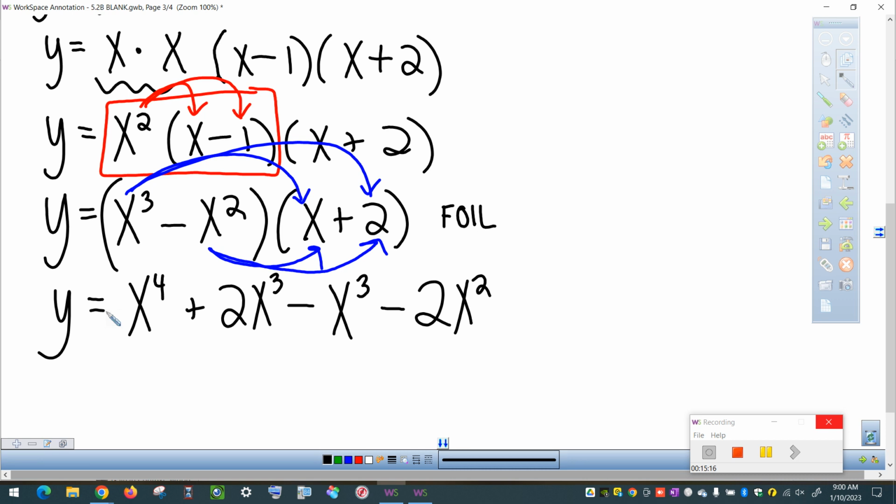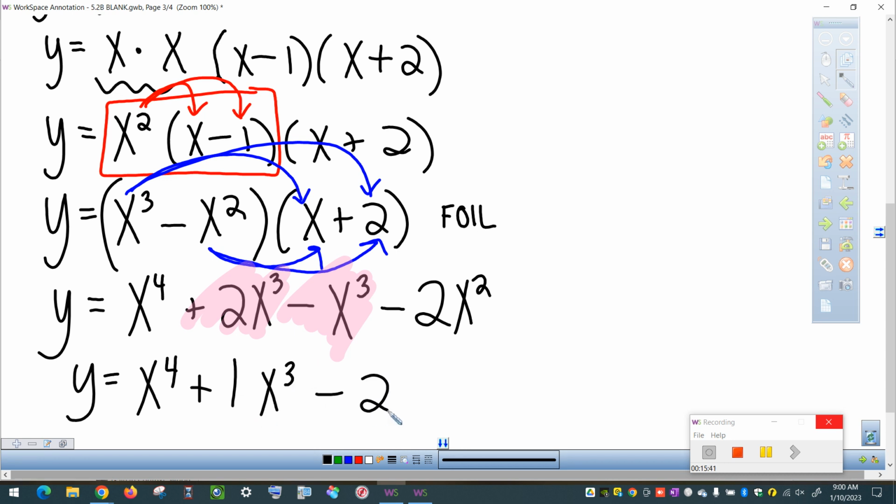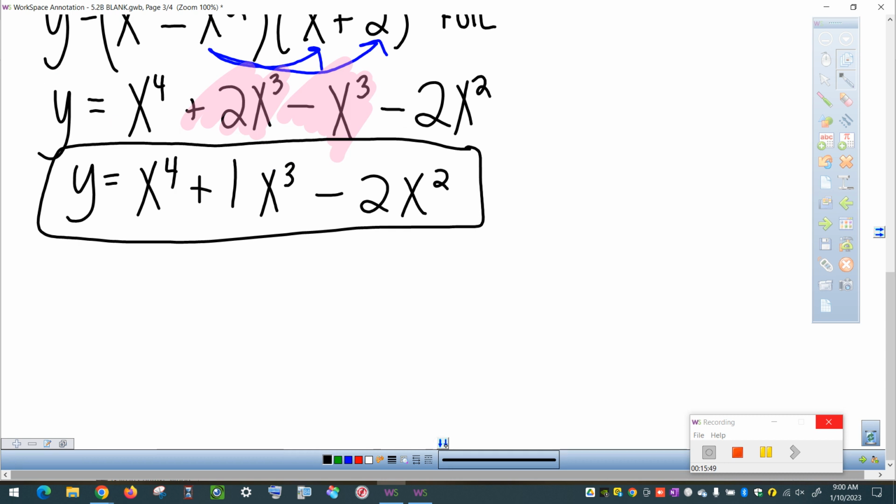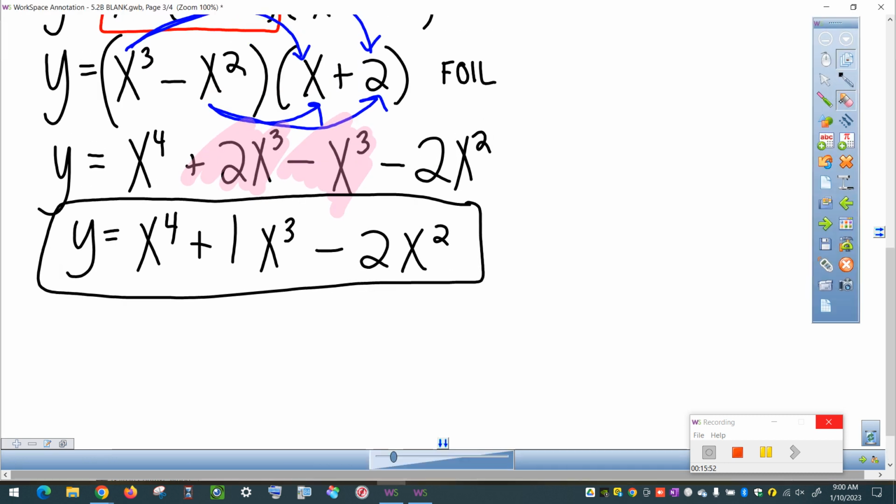Okay, we're super close. The only thing I'm noticing here is we do have some like terms in the middle that are both x to the third. So let's add the numbers in front, positive 2 plus negative 1, or just 2 minus 1. That's positive 1. Keep the variable part the same. And that's our final answer. You can keep the 1 in front of the x cubed, but you don't have to. You could just write it like this.